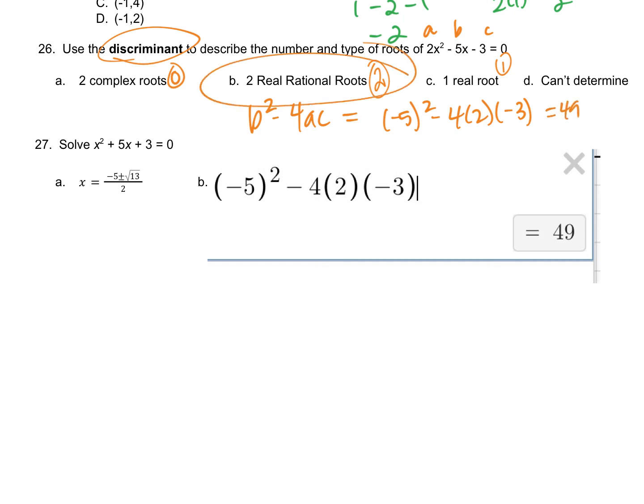So if this discriminant is bigger than 0, then we would say that it is 2 real roots. If it is equal to 0, we would say 1, and if it is less than 0, go the other way. There we go. If the discriminant is less than 0, then we would say that it is 2 complex roots. I think graphing it is probably easier, but that's just me.